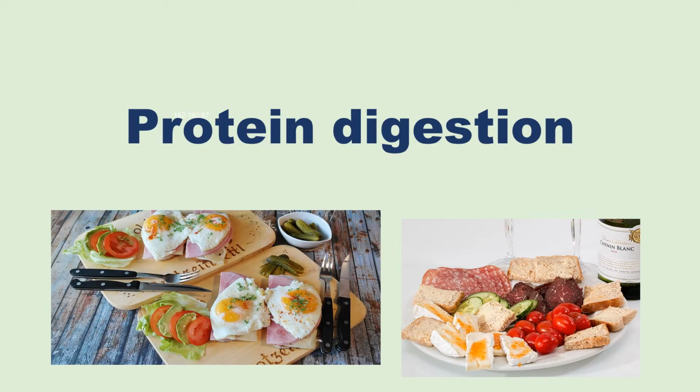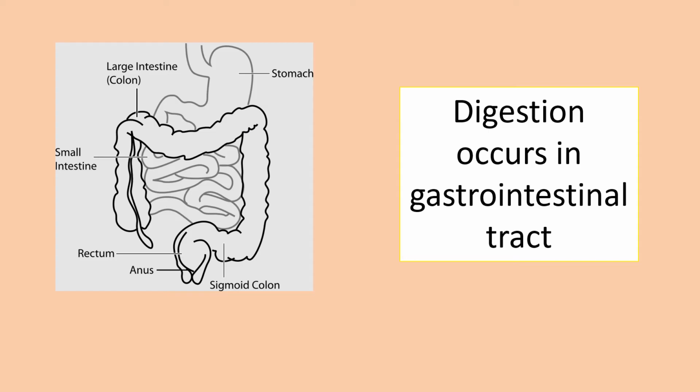In this video, we'll be discussing protein digestion. So first question comes, where does protein digestion occur? The digestion of the protein occurs in the gastrointestinal tract. So what are the organs in the digestive system? The digestive system of humans includes the stomach, the small intestine, the large intestine.